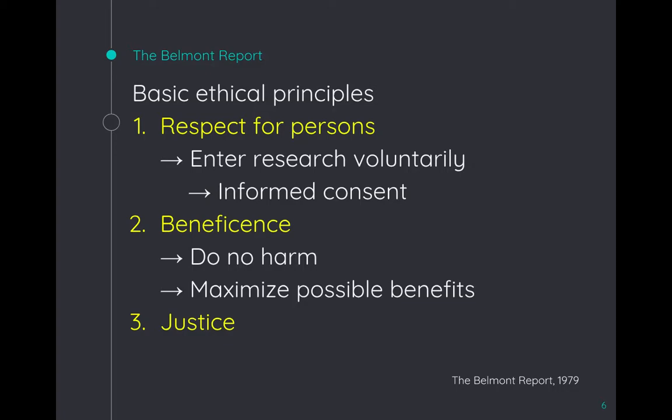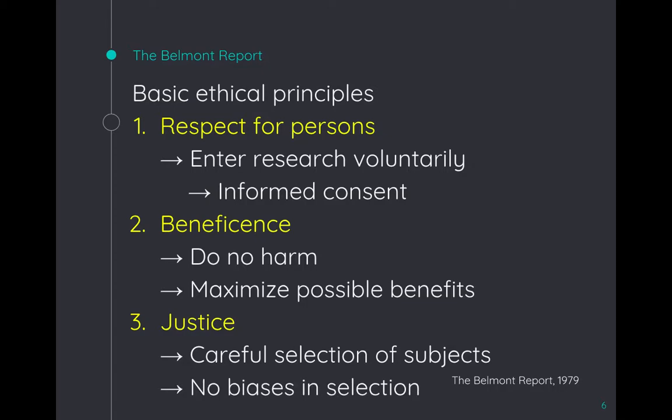The third basic ethical principle is justice. And this is focused on the careful selection of subjects, in particular to ensure that there are no biases in selection. For example, that there's not a particular racial group that is being selected for no particular reason, just because they're easier to get access to, or just because perhaps they are not knowing about their rights. So these are the three basic ethical principles that really govern how we protect human subjects in all sorts of social science and educational research.